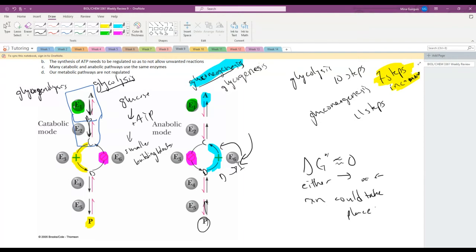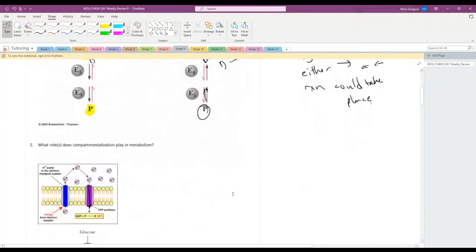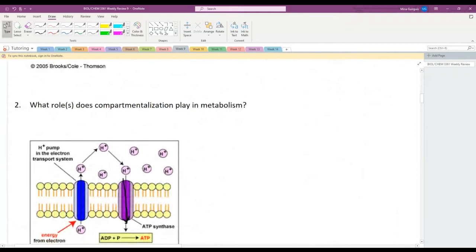Now we're going to shift gears and talk about carbohydrates. The reason we talk about carbohydrates is just so that we have an idea of the general notation that we're using for glycolysis and the other pathways that we're going to be talking about. Actually, no, there are a few more things in metabolism that I forgot. I apologize. So what role does compartmentalization play in metabolism?